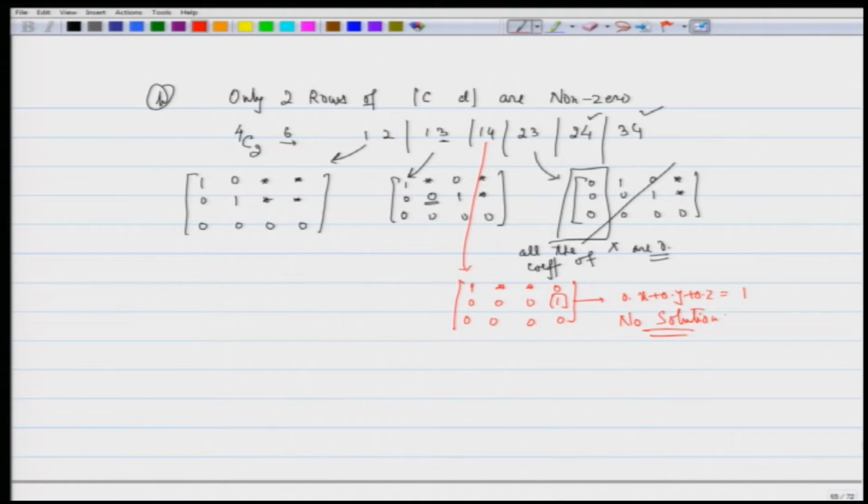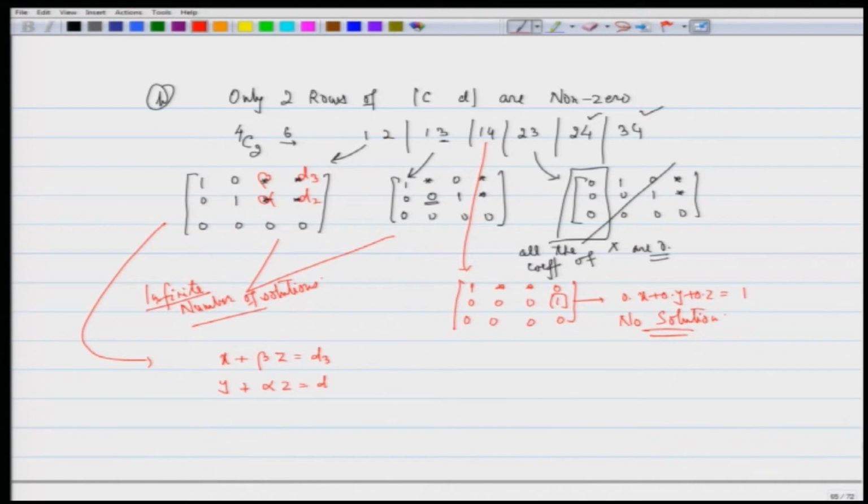And in the cases when I have got this and this, you can see that I will have an infinite number of solutions. Why will I have an infinite number of solutions? Let us look at it nicely. So, let me put these numbers here: alpha here, beta here, D2 here and D3 here. So, this equation tells me that x plus beta z is equal to D3, and the second equation tells me it is y plus alpha z is equal to D2.